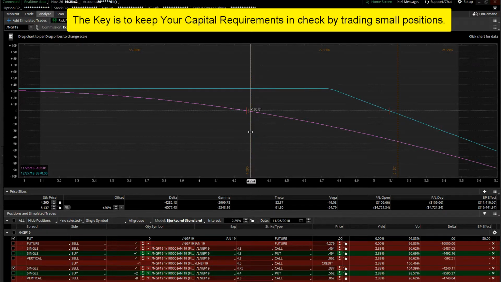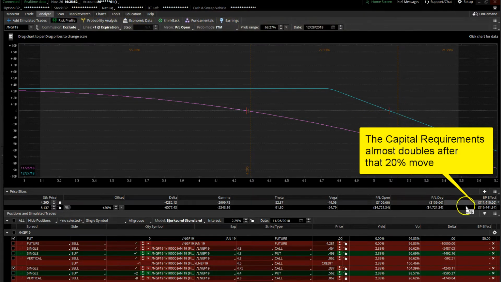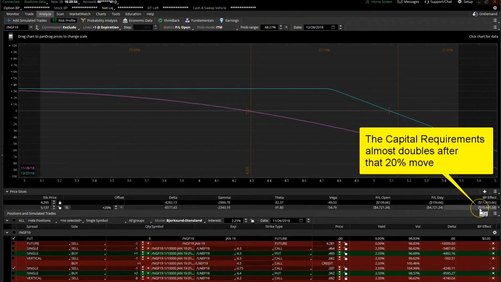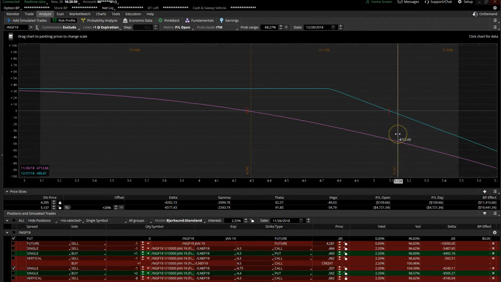So right now at entry, the buying power we were using was around $11,000, but once we get this move, you can see that it almost doubled up. Our buying power was almost $20,000. So that's the key part: you have to be aware of how that works and how to manage your buying power so that you don't get a margin call, and then have to close a position.